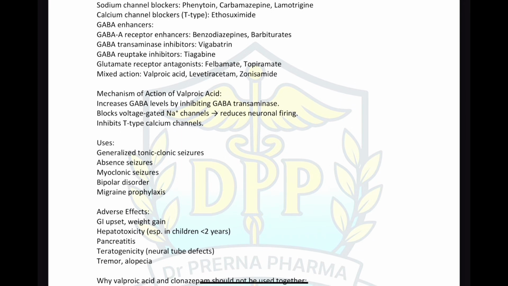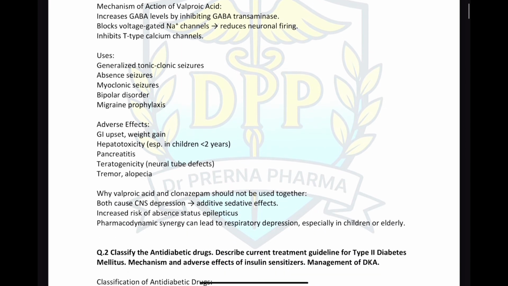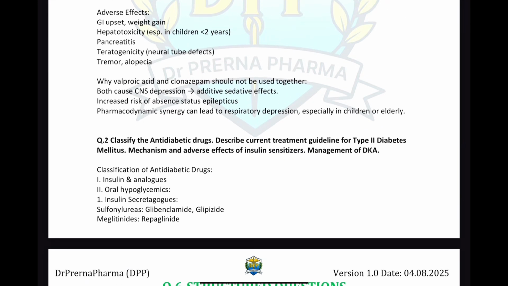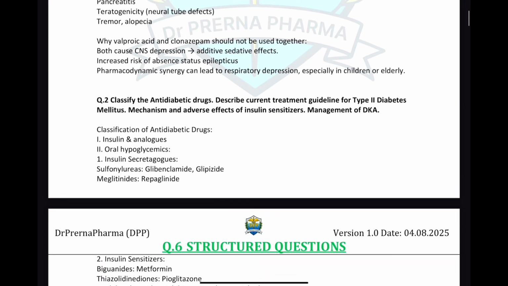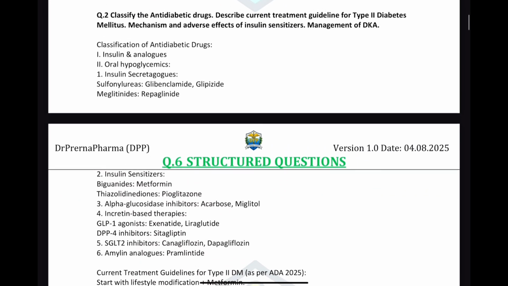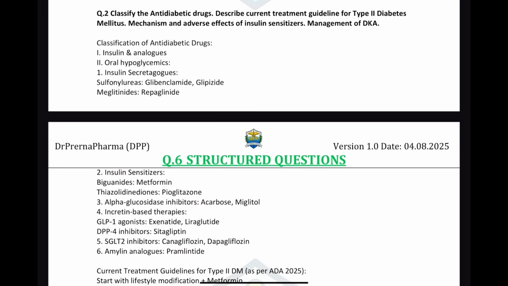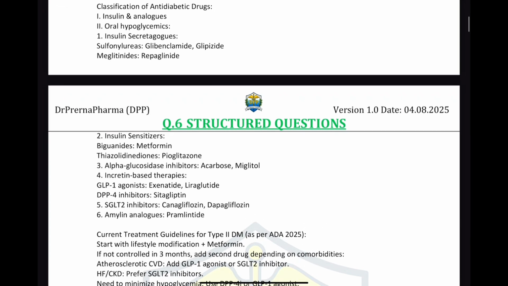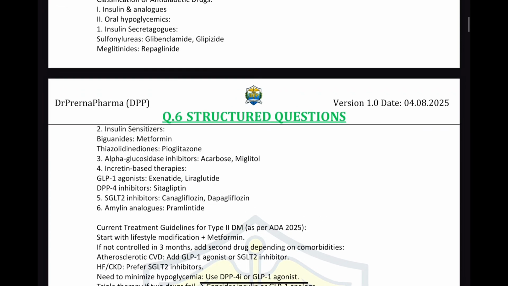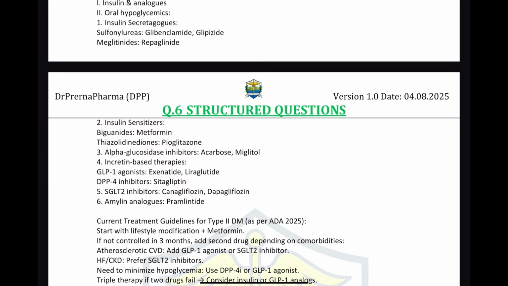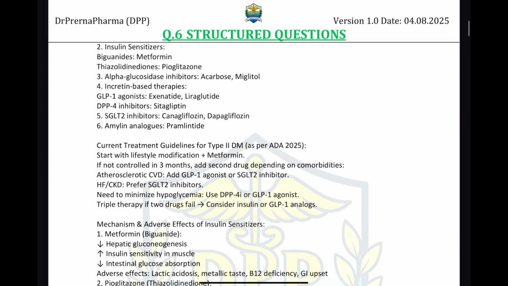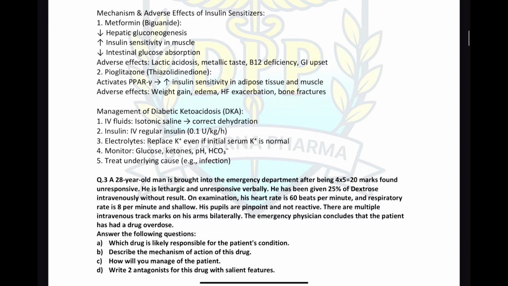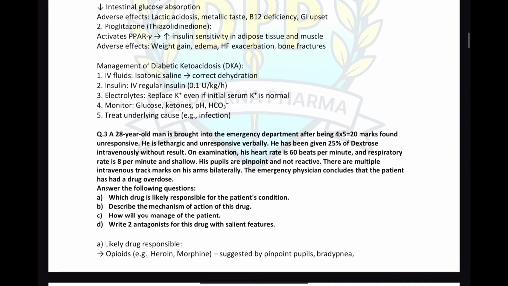So you can see the classification and the mechanism of action, uses, adverse effects, and why they should not be used together, because they can result in additive sedative effect. Next question is: classify antidiabetic drugs, describe current treatment guidelines for type 2 diabetes mellitus, mechanism and adverse effect of insulin sensitizers, and management of diabetic ketoacidosis. So here is the classification, the current treatment guidelines, the mechanism and adverse effect of insulin sensitizers, and management of DKA.